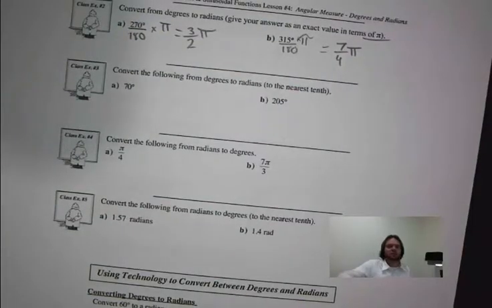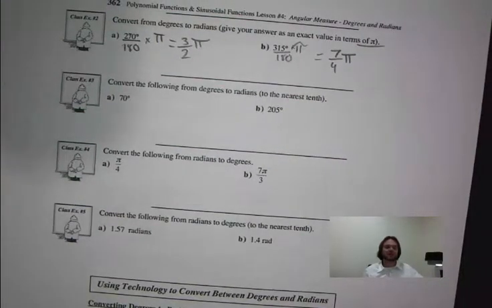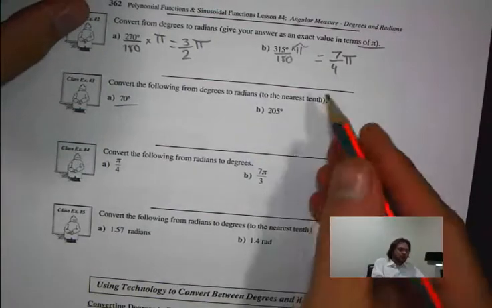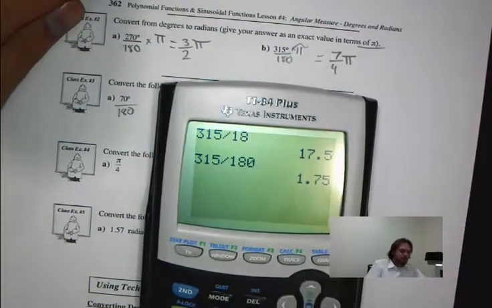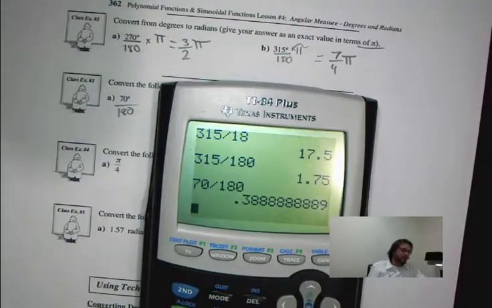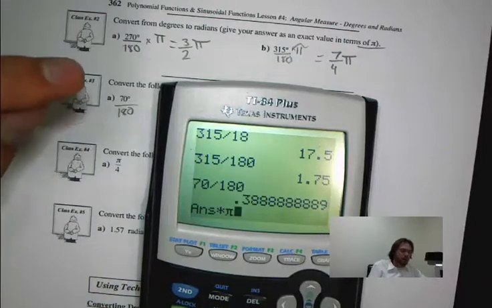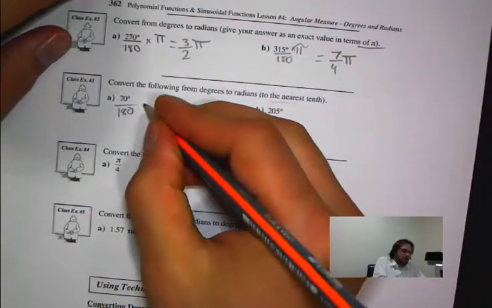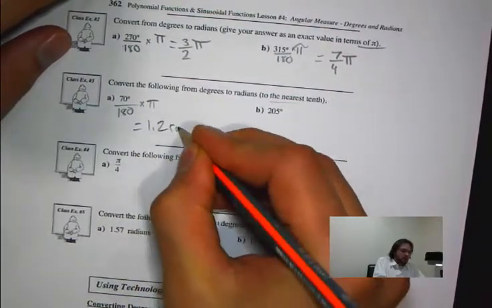Okay? Next question says, convert the following from degrees to radians. Okay, so 70 degrees. And it wants it to the nearest tenth. So I have to divide that by 180. So I'm going to put that in. 70 divided by 180 gives me that. Okay, now I'm going to multiply that by pi. I get 1.2 to the nearest tenth. So we multiply that by pi, which gives me 1.2 rads.